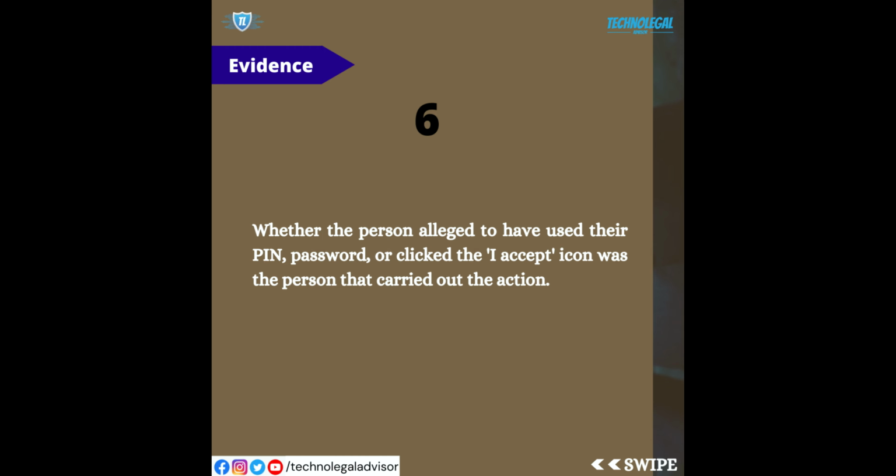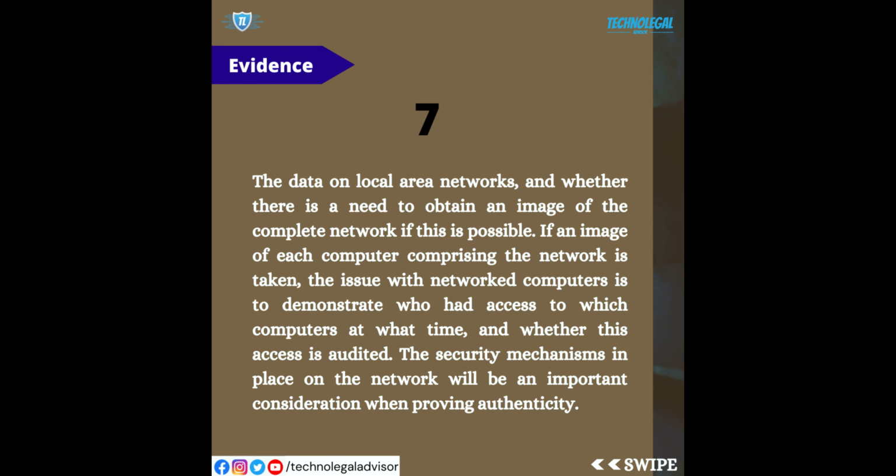7. The data on local area networks, and whether there is a need to obtain an image of the complete network if this is possible. If an image of each computer comprising the network is taken, the issue with networked computers is to demonstrate who had access to which computers at what time, and whether this access is audited. The security mechanisms in place on the network will be an important consideration when proving authenticity.